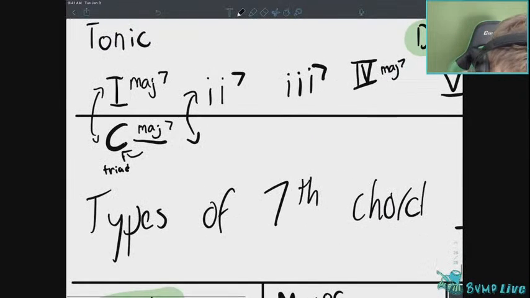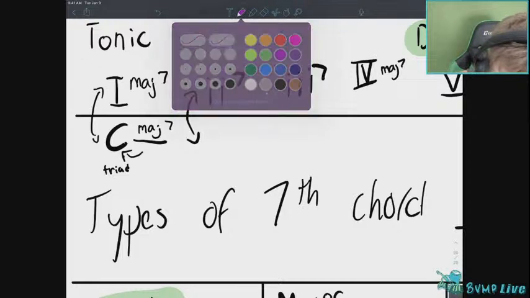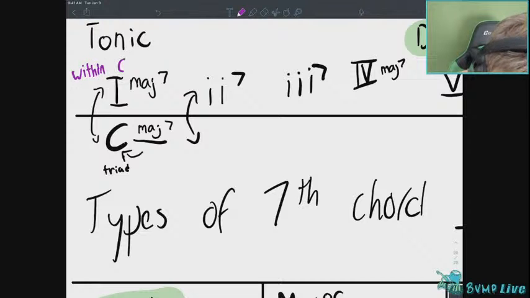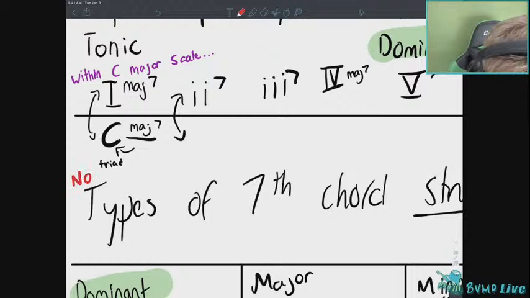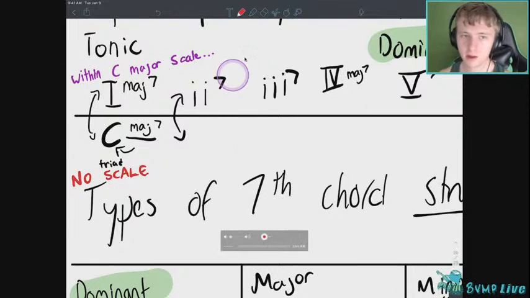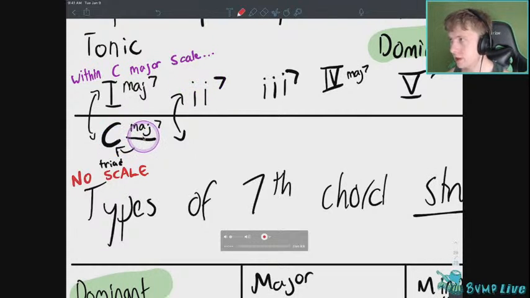So I'll say here this is within C major scale. And down here, this is no scale. So up here we have the chord in terms of a scale. Down here we have the chord just on its own, independent of a scale.